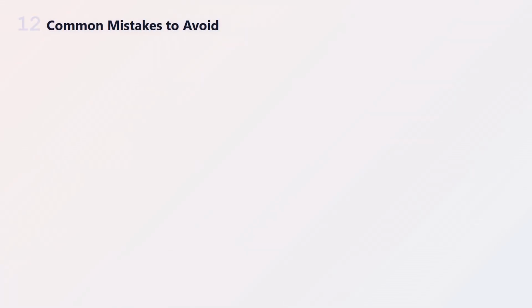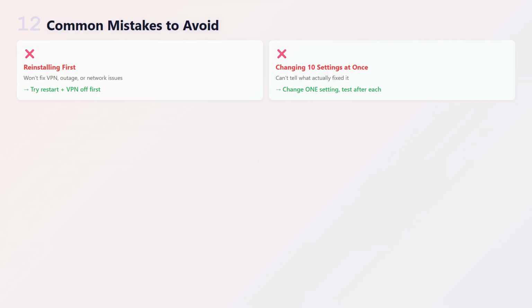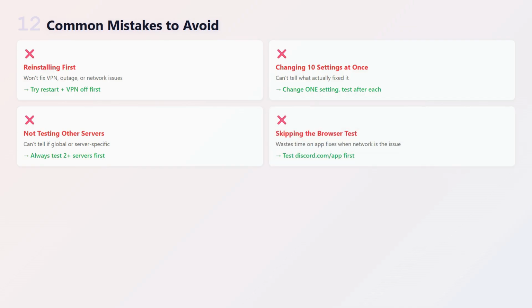Avoid these common mistakes. Do not reinstall Discord first. It will not fix VPN or network issues. Do not change 10 settings at once. You will never know what actually fixed it. Always test multiple servers first, and test the browser version before diving into app fixes.